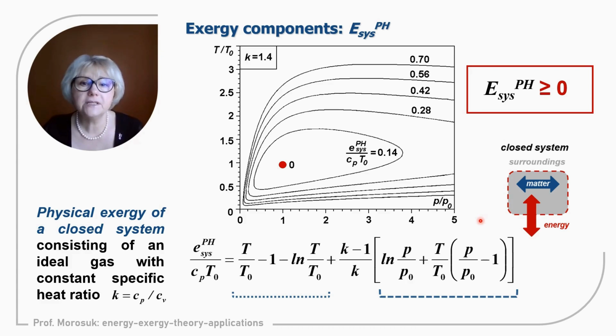So now we can see that regardless of the combination of temperature and pressure, physical exergy is always positive for the system. So the minimum value that can be obtained is 0, at environmental conditions.